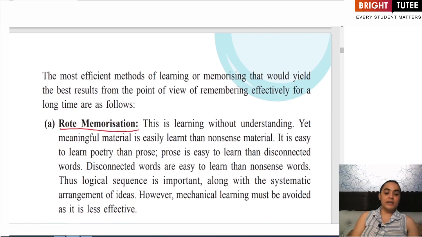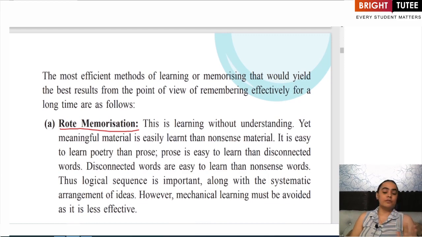The first method is rote memorization. Rote memorization means learning without understanding. Just cramming whatever is given to you on the sheet of paper. It can be sensible, it can be nonsense, whatsoever it may be. But to just learn something is what rote memorization means. Whether you've understood it or not does not matter. However, rote memorization, we've understood, is a very mechanical method. You simply have to learn, do not understand anything at all.